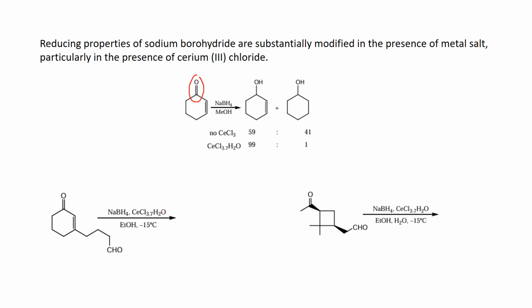Similarly, if we add NaBH4 and cerium chloride to this compound containing an aldehyde as well as an alpha beta unsaturated aldehyde, what will happen in this case? Can you guess? Due to chelation of this cerium chloride with this CHO group, as the CHO group is more electrophilic, this NaBH4 will react with the less electrophilic group and we will get this as our product.